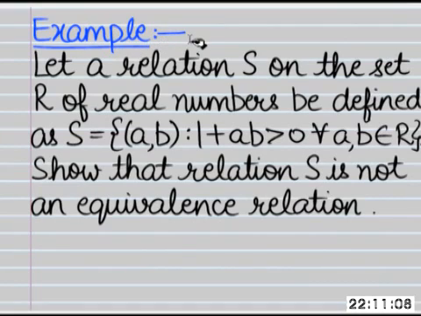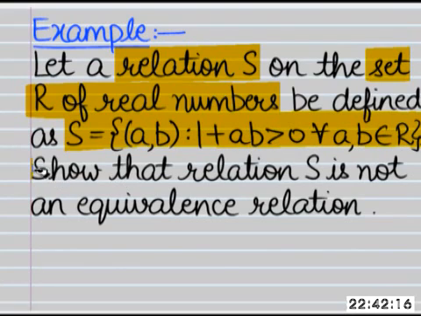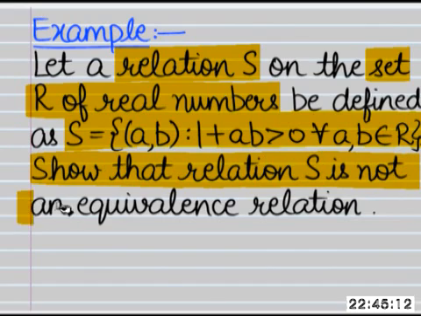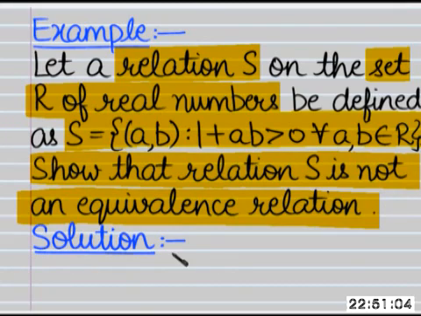Let us see another example. Let a relation S on the set R of real numbers be defined as S is the set of all ordered pairs (a, b) such that 1 + ab > 0 for all a, b belonging to the set of real numbers R. Show that relation S is not an equivalence relation. Now let us see its solution.